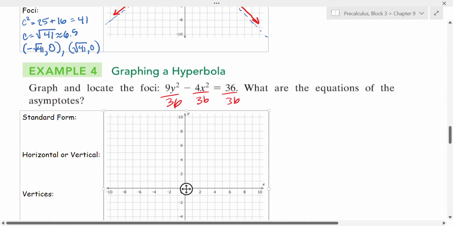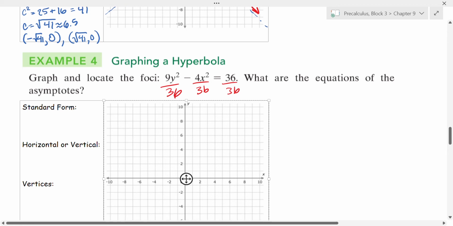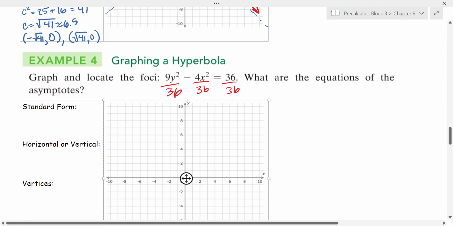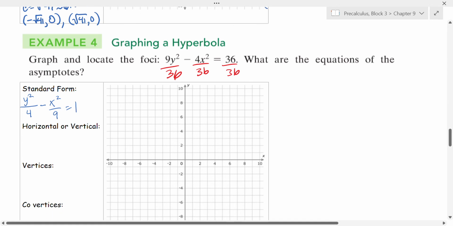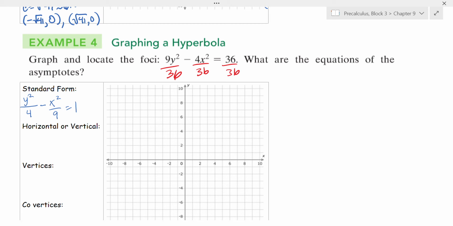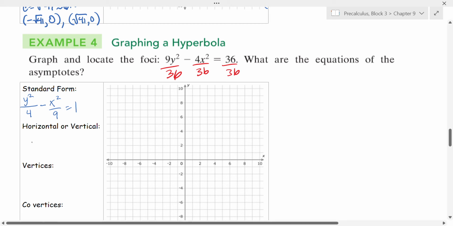And what we notice with example 4 is that it's not set equal to 1, so we need to set our equation into standard form by dividing every term by 36. And what we end up with is y squared over 4 minus x squared over 9 equals 1. Determine whether it's horizontal or vertical. Well, the first term tells us this answer. So the first term, y squared over 4, tells us it's vertical.